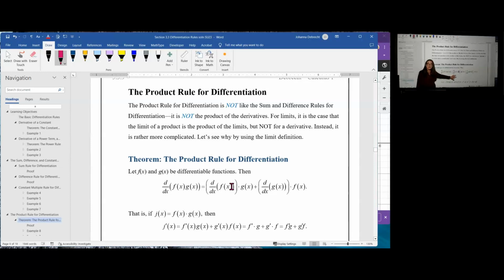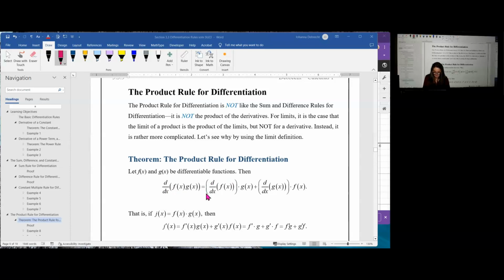Let's now take a look at the actual product rule down here. When I look at the product rule that I see here, you'll notice that I have two differentiable functions, f and g, being multiplied together, and I want the derivative of the product.